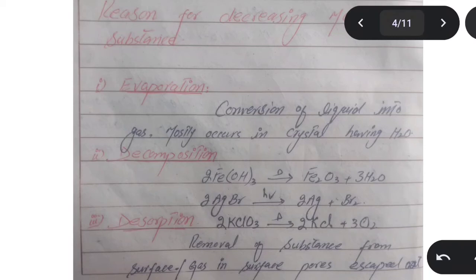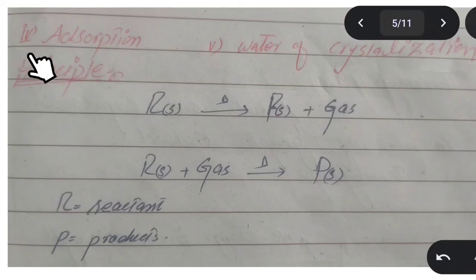So the escaping of the gas molecules when we increase the temperature is also responsible for decreasing the mass of the substance. And next, adsorption is a similar case, as we have discussed in our BSc or MSc syllabus in the case of the Wilkinson catalyst.